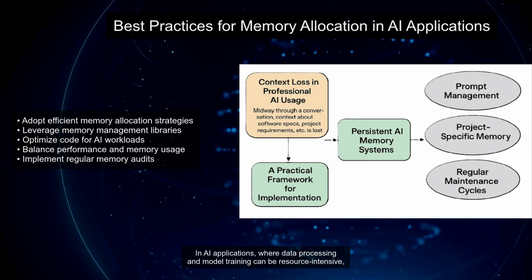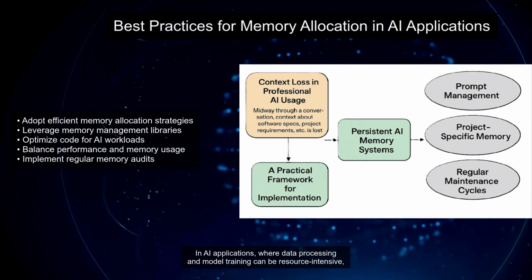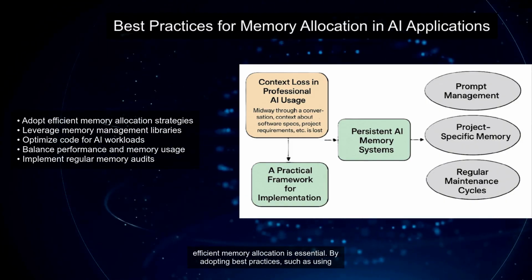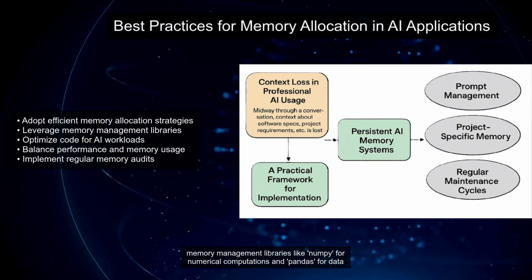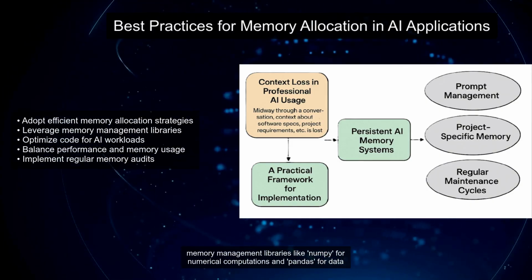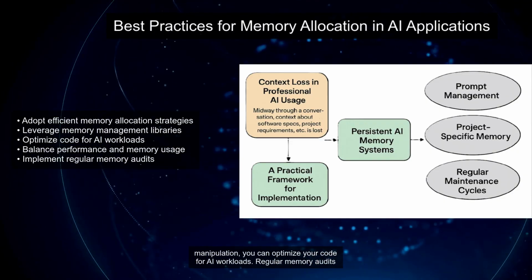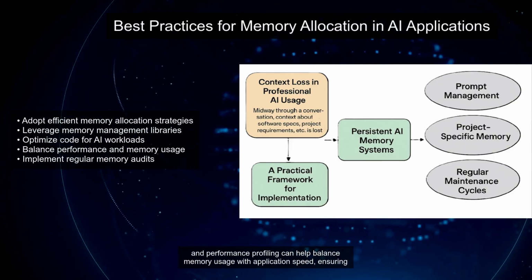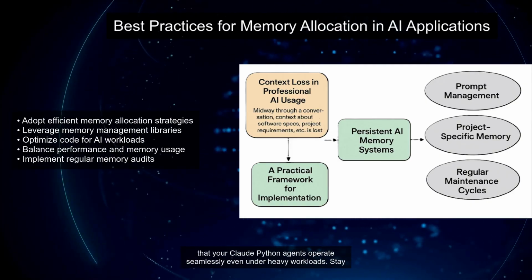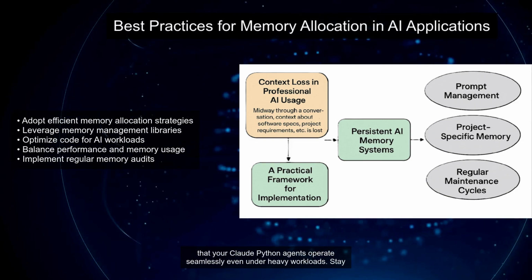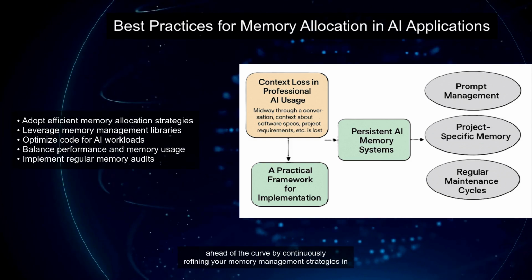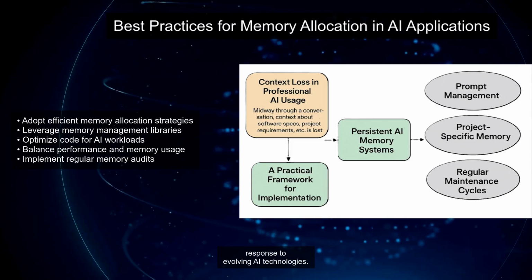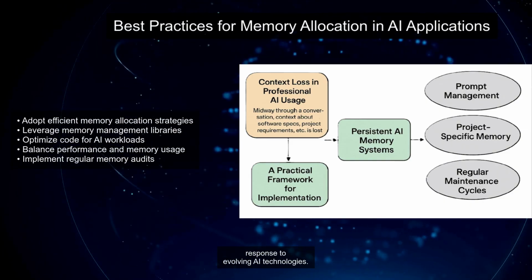In AI applications, where data processing and model training can be resource-intensive, efficient memory allocation is essential. By adopting best practices, such as using libraries like NumPy for numerical computations and Pandas for data manipulation, you can optimize your code for AI workloads. Regular memory audits and performance profiling can help balance memory usage with application speed, ensuring that your Claude Python agents operate seamlessly even under heavy workloads. Stay ahead of the curve by continuously refining your memory management strategies in response to evolving AI technologies.